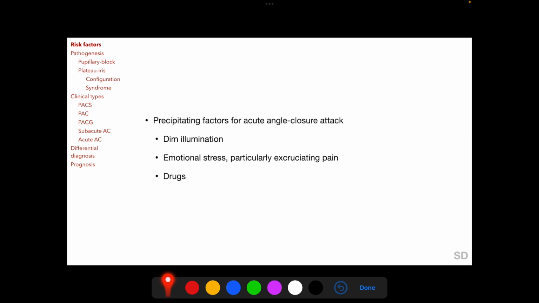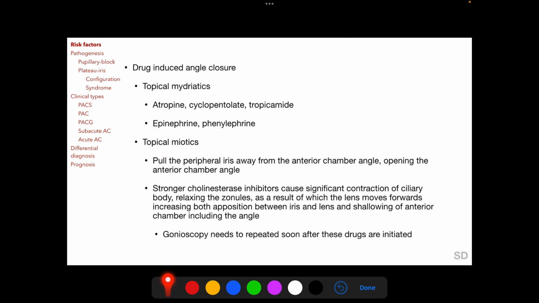Certain factors are well known to precipitate an attack of acute angle closure, and they include dim illumination, emotional stress, particularly excruciating pain, and drugs. And both topical and systemic drugs can precipitate an acute angle closure attack. Topical mydriatics such as atropine, cyclopentolate, tropicamide, epinephrine, and phenylephrine can precipitate an attack of acute angle closure by dilating the pupil.